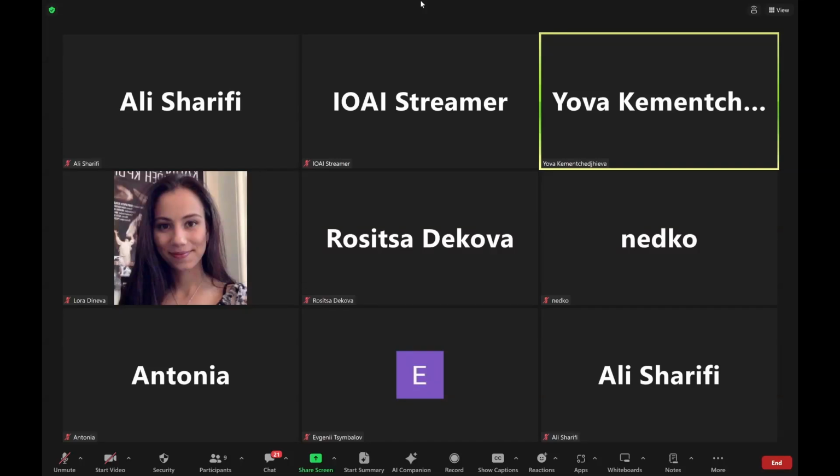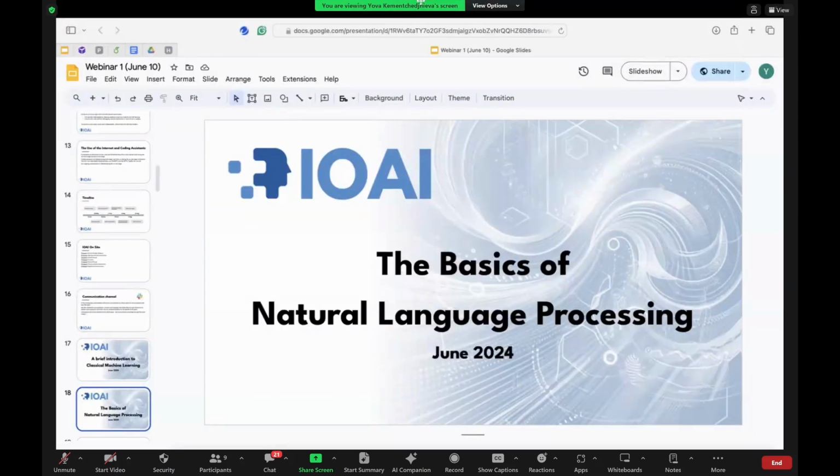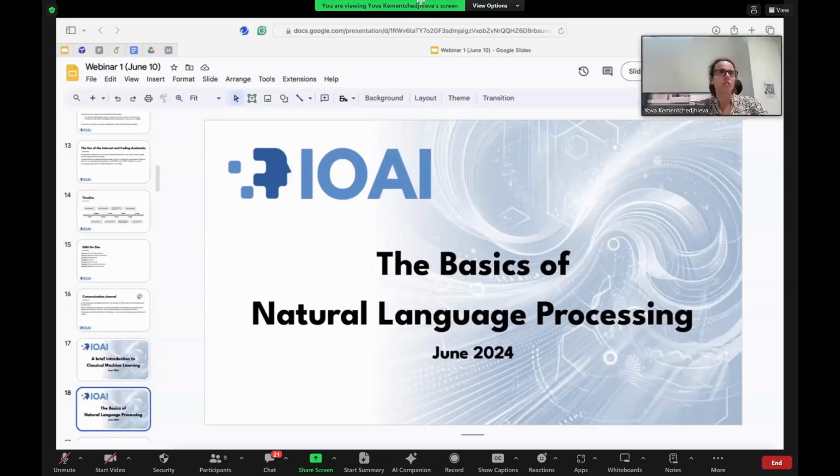Things will be a little bit more low level. Let's see. Okay, I think everything should be fine now with the slides. So, okay, slideshow.